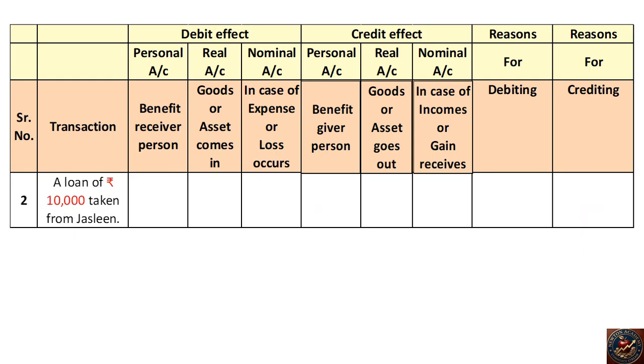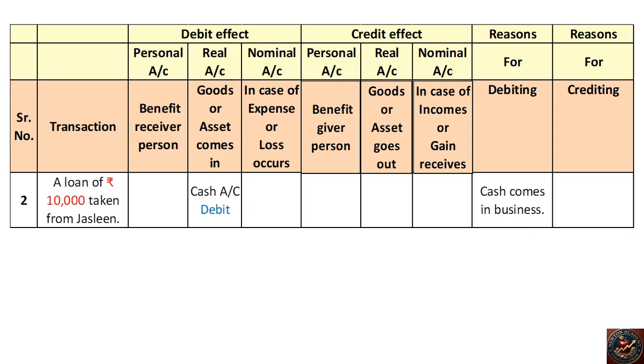A loan of 10,000 rupees taken from Jasleen. The debit side, cash is an asset. When a loan is taken, cash comes into the business. According to the real account rule, we debit cash account. The reason for debiting is simple. Cash comes in business.